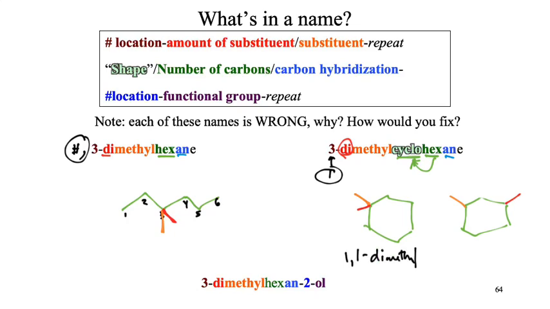I can't believe I'm writing out this stupid. I hate freaking. Right? 1,1-dimethylcyclohexane. The second case would have been 1,3-dimethyl. That says cyclohexane.